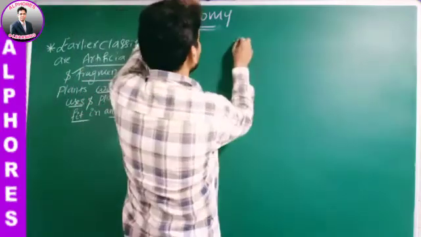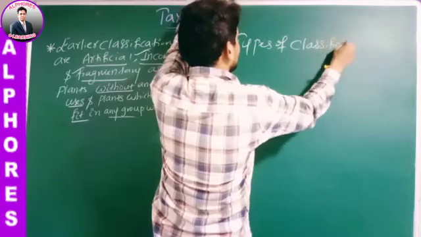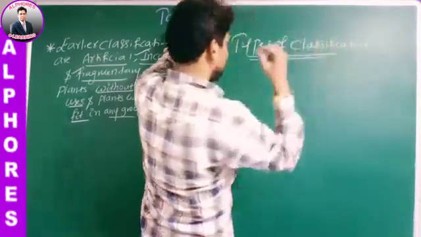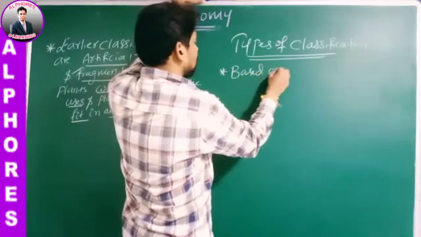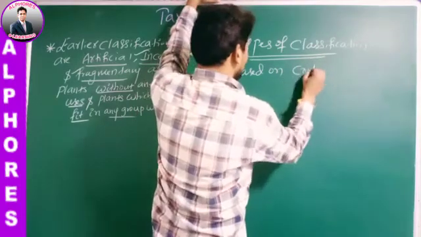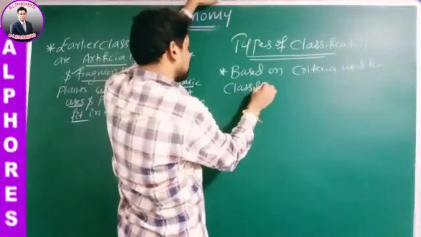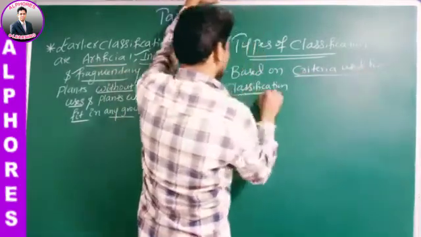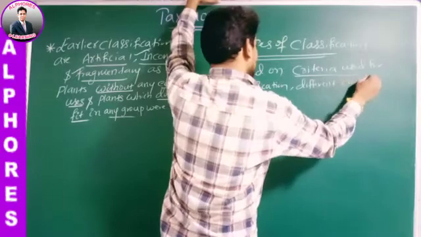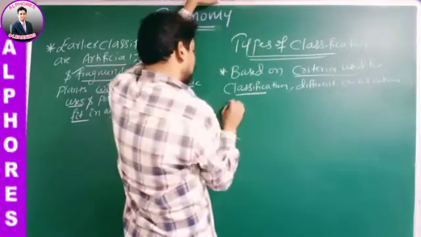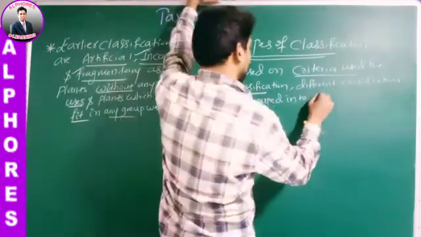Types of classification. Based on criteria used for classification, different classifications are grouped into how many types? They are grouped into 3 types.